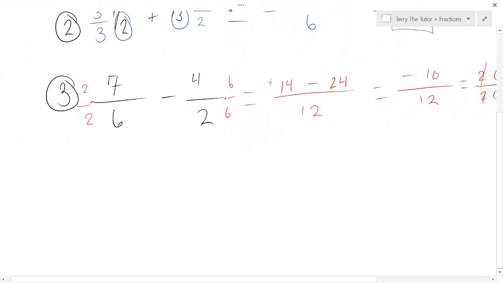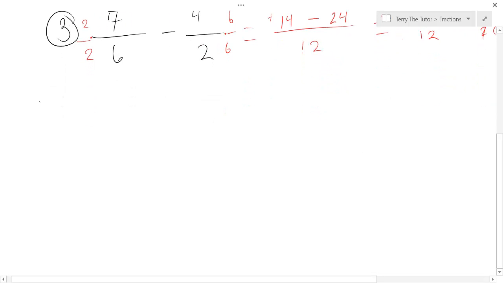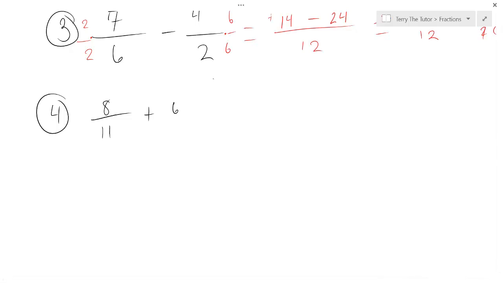Some of you guys might be saying, all right, Terry, I know how to add a fraction. I know how to subtract a fraction with a fraction. I came here because I have no idea how to add or subtract fractions with whole numbers. Well, Terry's got your back. Let's say 8 over 11 plus 6. Okay. If this is where you are stuck, you're stuck at a good place because this is a quick fix.